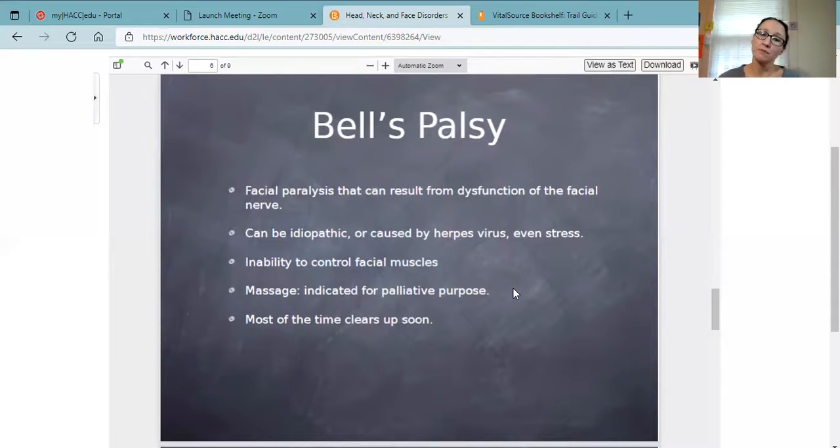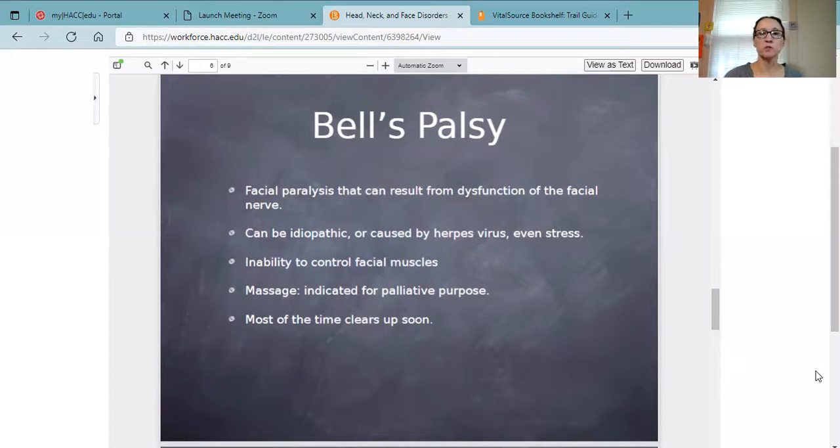Massage is indicated, but only for palliative purposes. And what I mean by that is you're basically just keeping the tissue healthy, and you're keeping the muscles well lubricated and getting rid of waste products and bringing in fresh oxygen and nutrients through the blood supply. But you're not actually helping the Bell's palsy at all. Okay, you can't control that, nor can you help it with massage, but you can help the muscles stay healthy.